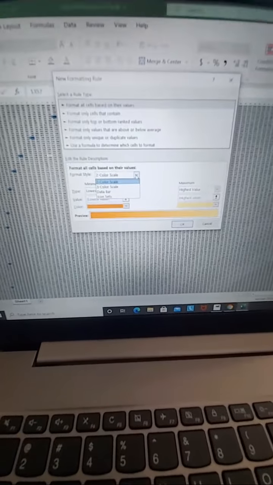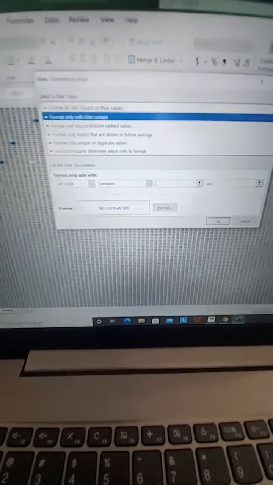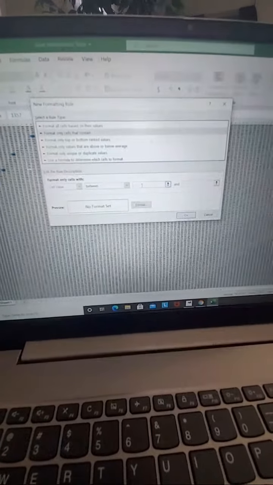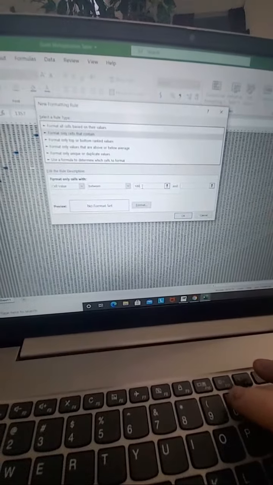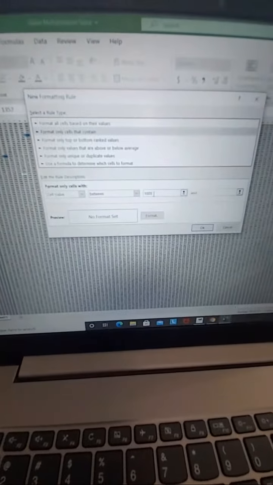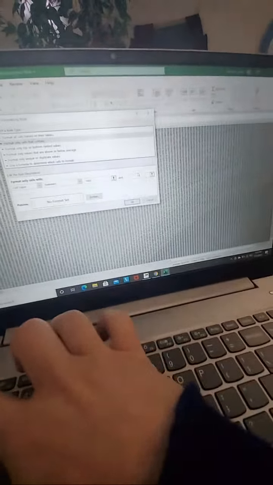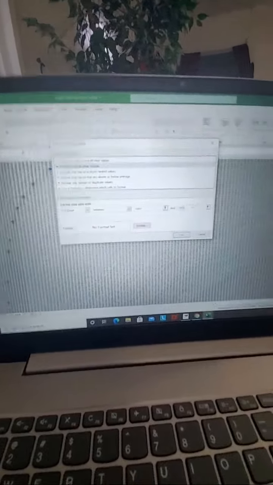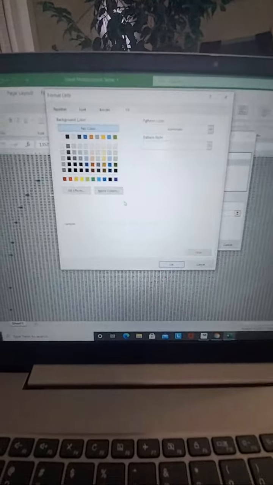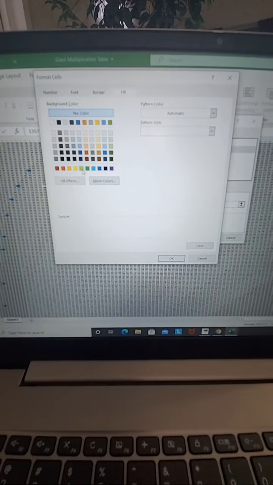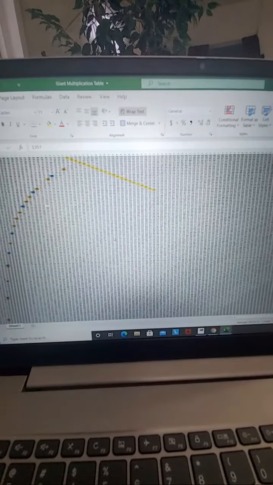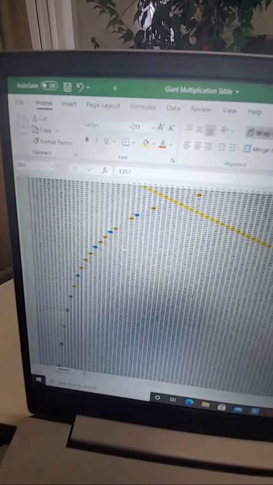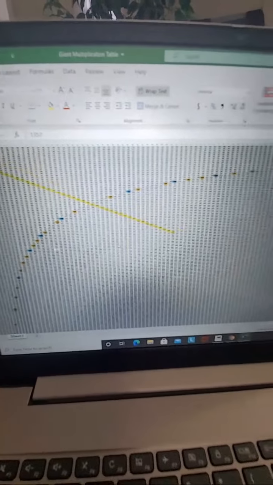Okay, so we're going to go here. Before we said 1,000 and 1,005, right? Let's look at 1,005 and 1,010, and we'll format that with orange. They're on the same line.